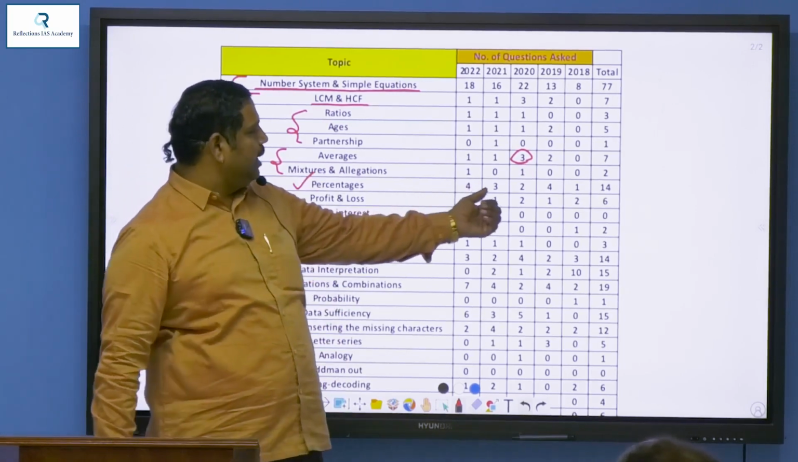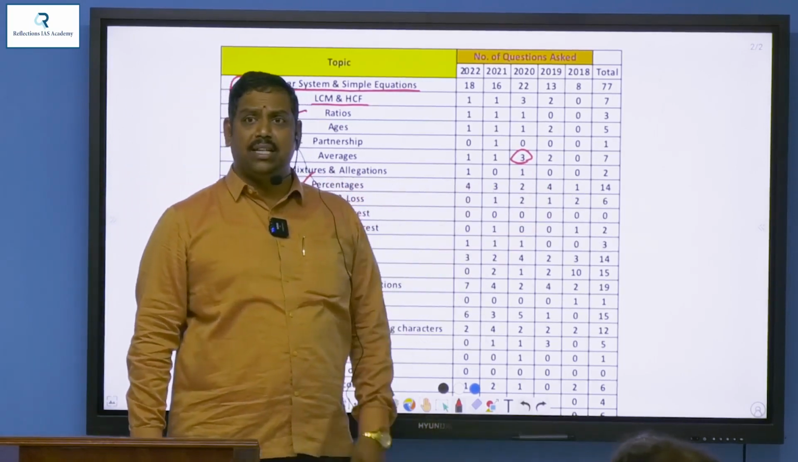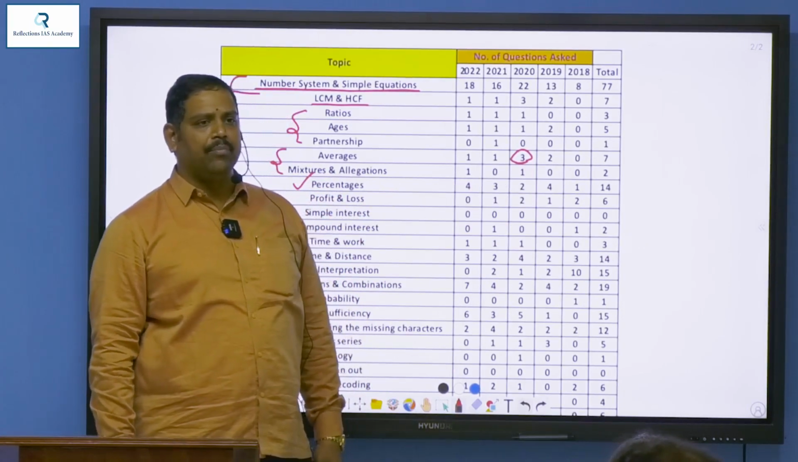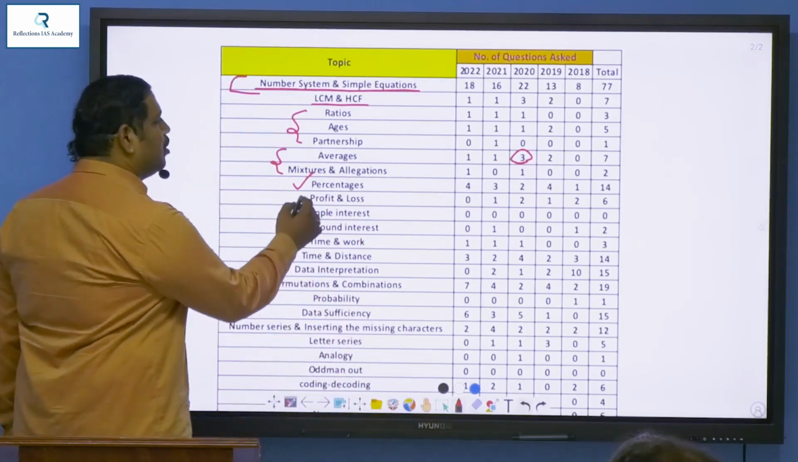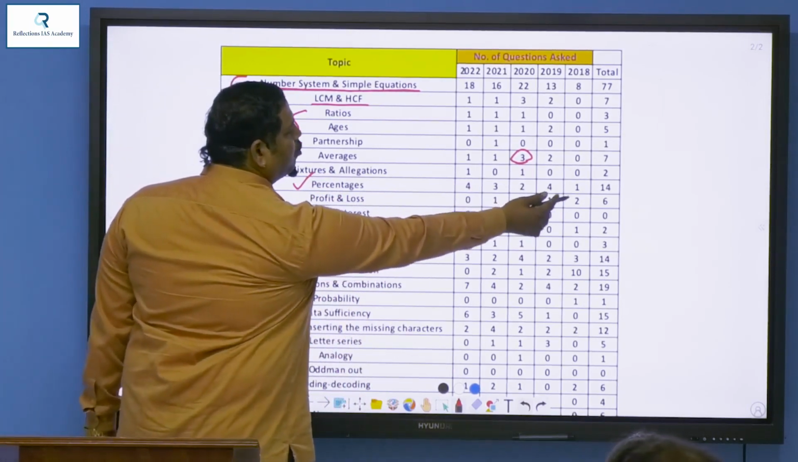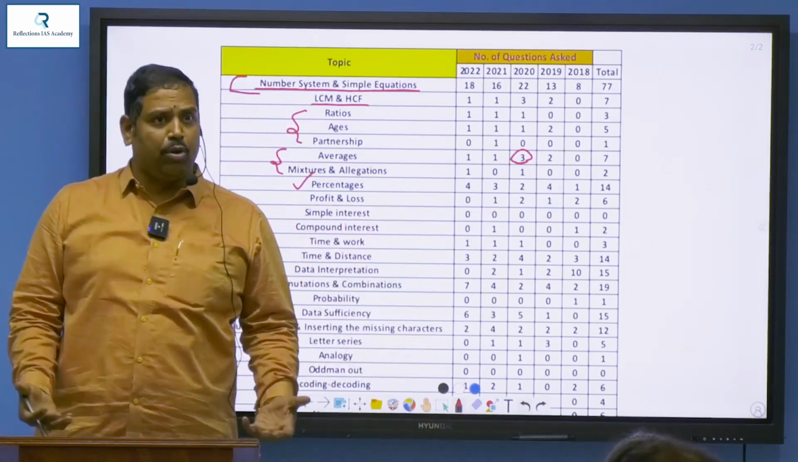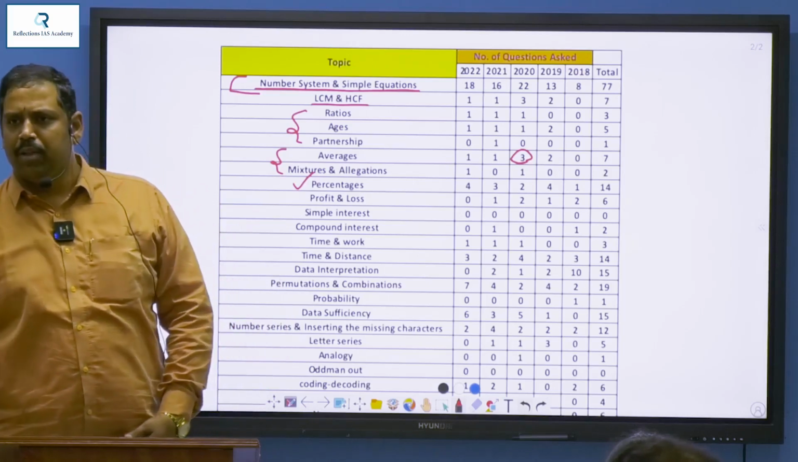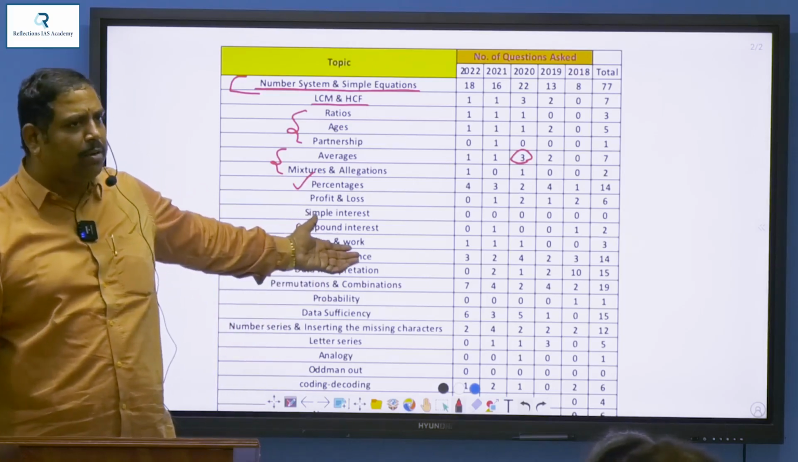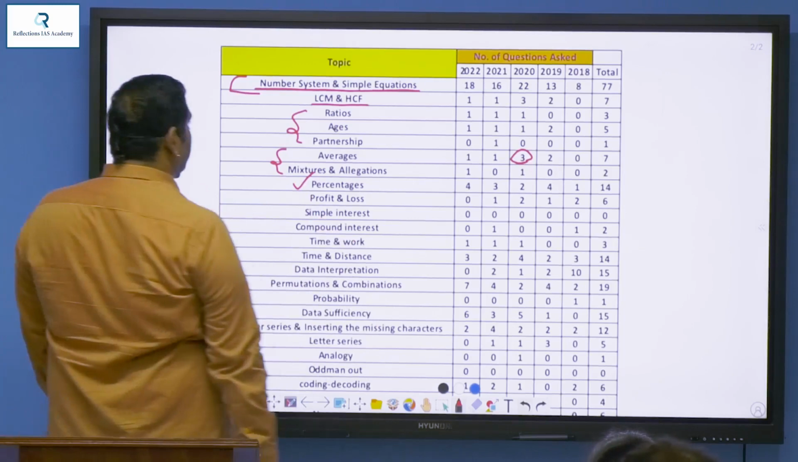Come to the next one, percentages, consistently good: 4, 3, 2, 4, 1. Is it valuable or not? Undoubtedly. Now profit and loss: 0, 1, 2, 1, 2, 6. The bank aspirant says that profit and loss is very, very, very important for them. But for you, is it that important? Not at all.